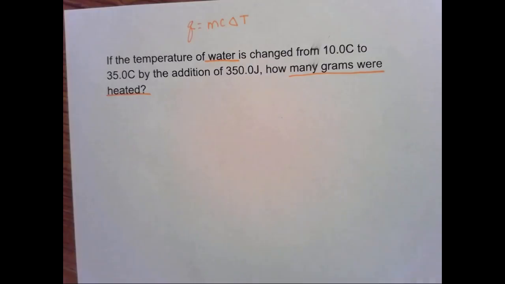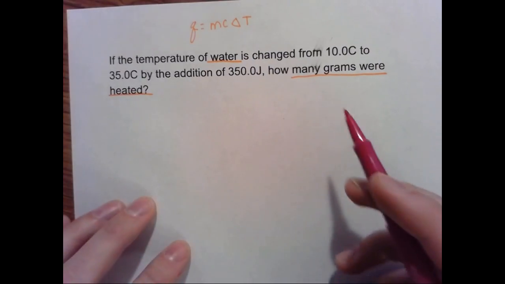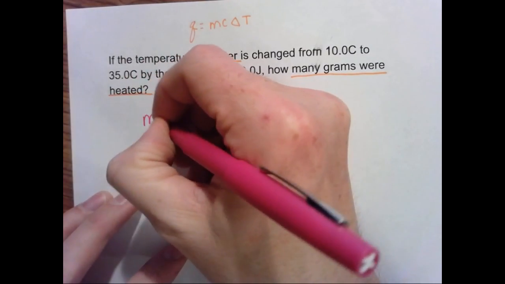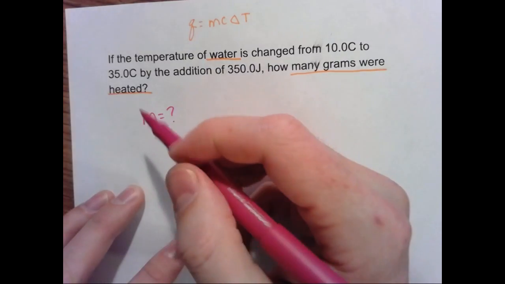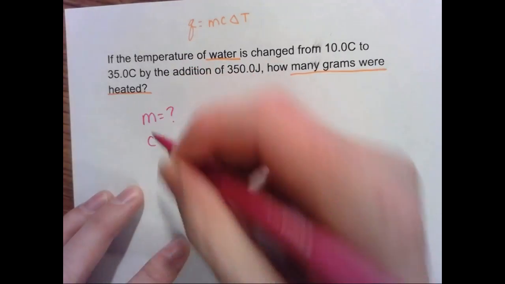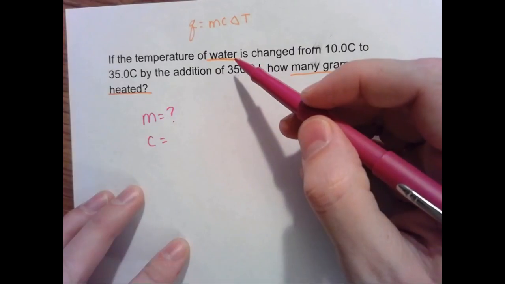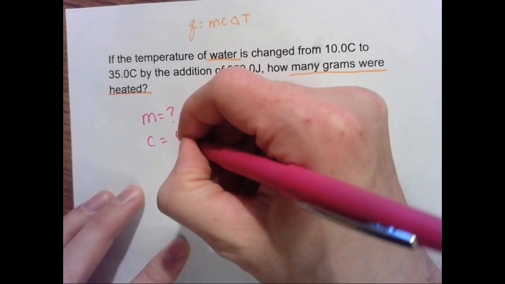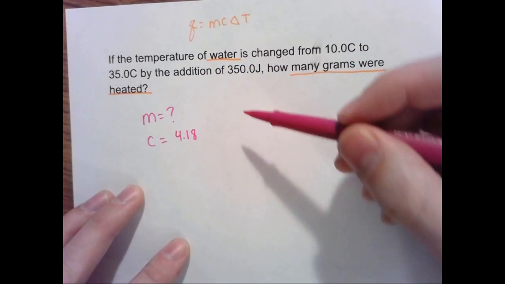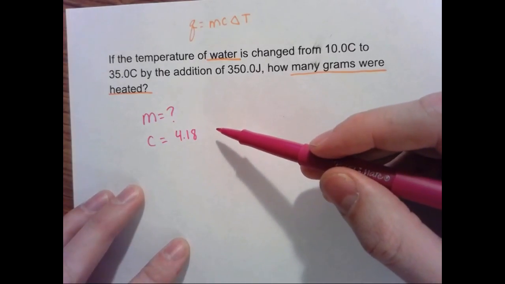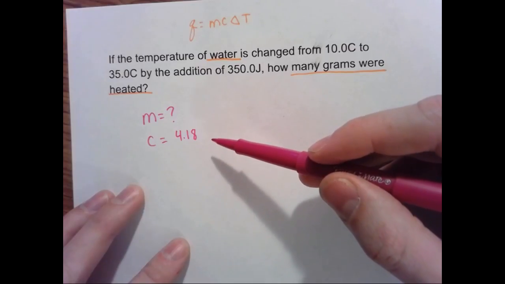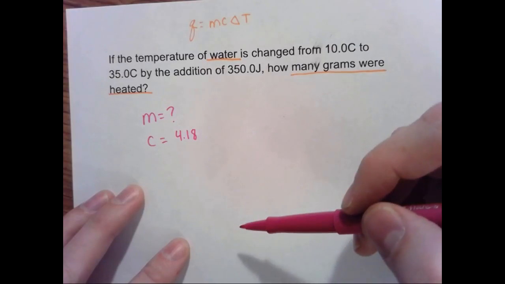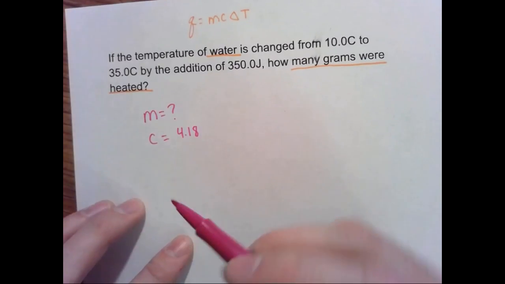So let's go ahead and create an inventory of what we have for this problem. We know we're looking for grams, so we don't know what that is, but we're going to figure it out. We know C is the specific heat, and the specific heat of water is 4.18. I got that off of a table. There's some in your notes, they're in the book, they are online. You can just Google specific heat table, and it'll give you a whole list of every substance and whatever the specific heat is for that substance.